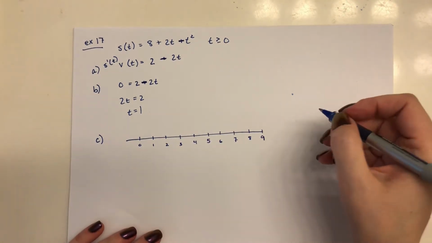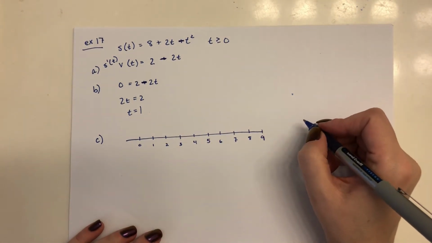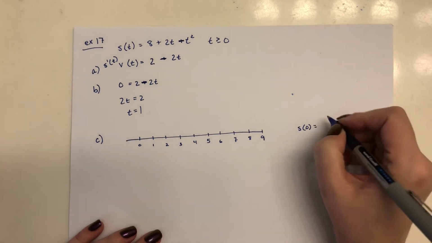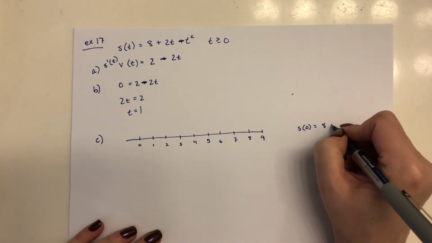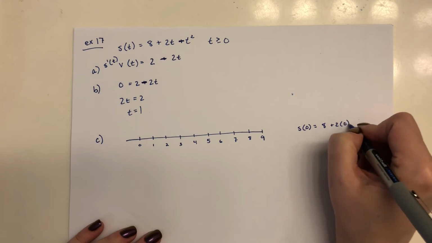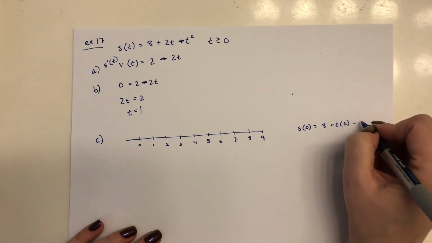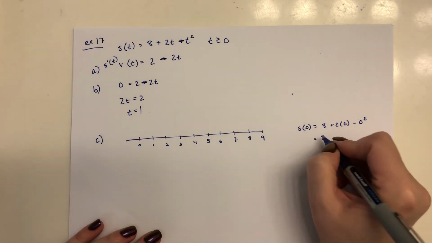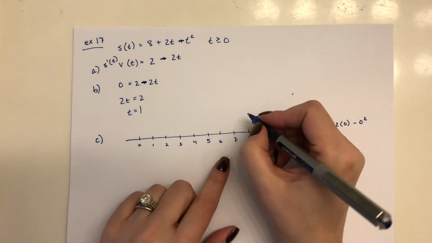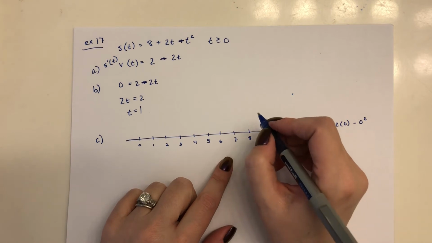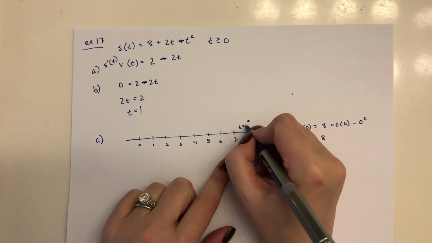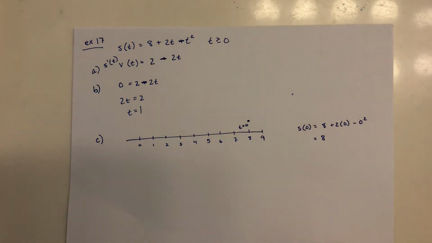Okay, so first thing I want to do is, where is my function at time 0? So I'm going to do s of 0. I'm going to put that into my original function because I want to know where is my graph when I start. Okay, so that's 8. So that means that I'll be starting way over here at 8. So that is where my function is at time 0.